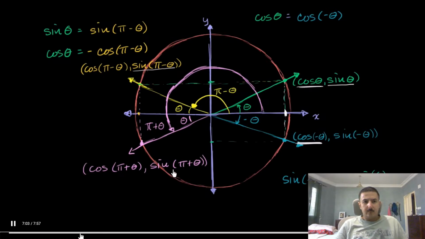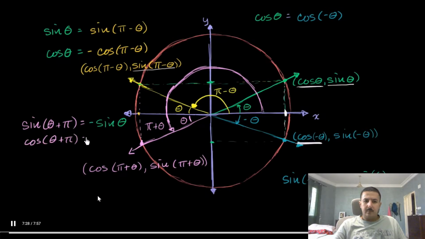So let's write that down. Over here, we have sine of theta plus pi, which is the same thing as pi plus theta, is equal to the negative of the sine of theta. And we see that this is sine of theta. This is sine of pi plus theta, or sine of theta plus pi. And we get the cosine of theta plus pi. Cosine of theta plus pi is going to be the negative of cosine of theta. So even here, you could keep going.